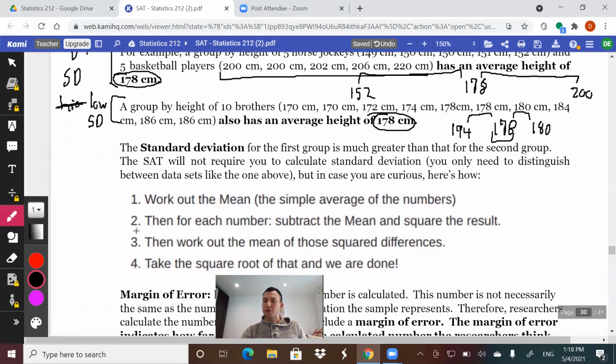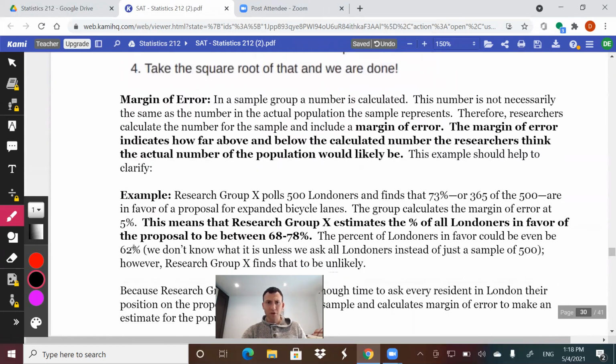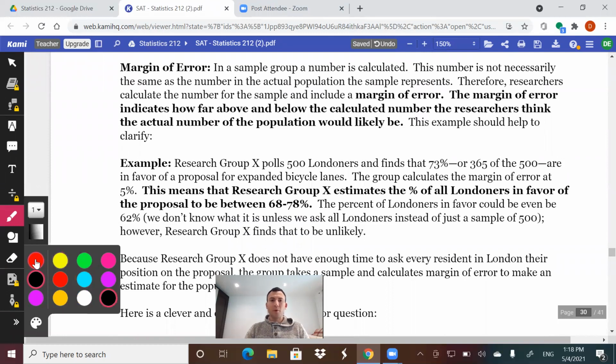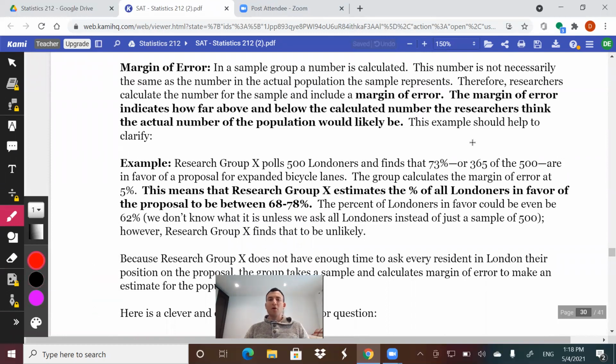Below here are the 4 steps of how to actually calculate it if you're interested. You do not need to know that for the test. It's just there for your own information. And we'll look at a standard deviation problem from the test in a moment. But let's talk about what margin of error is. So margin of error works this way.